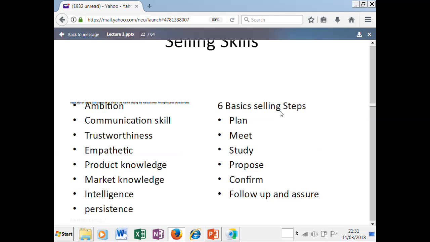Alright, so basically 6 basic step. Okay, plan, meet, study, propose, confirm, follow up and assure. Assure tu is actually because normally customers, after they have made the purchase, they will have some cognitive dissonance. Dia satu penyesalan, macam penyesalan lah. Lepas beli dia mesti orang akan menyesal. Bukan menyesal tak sudah, maksud dia, betul ke aku beli ni, dia akan tanya balik.